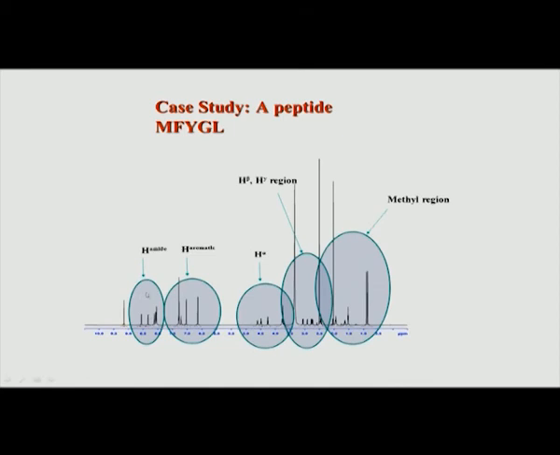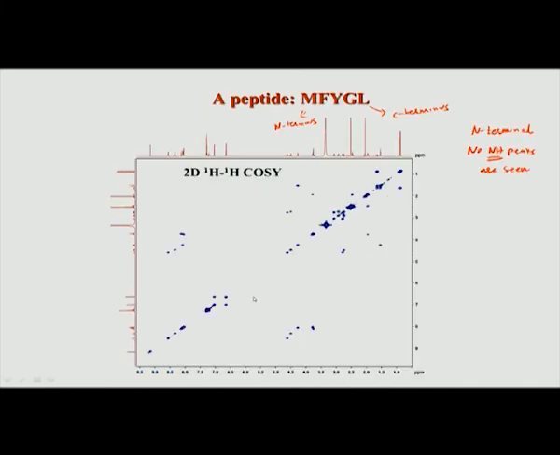Then comes the amide region. The amide region is basically the backbone CONH amide as well as side chain amide. Side chain amides are present in some amino acids such as asparagine and glutamine, and side chain amines are also there in amino acids such as lysine. We are now going to focus on how we can use these two regions. Essentially the H amide and H alpha regions will be useful for us. Let us go through the different 2D spectra for this peptide.